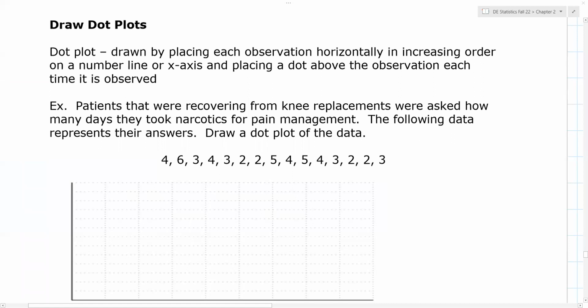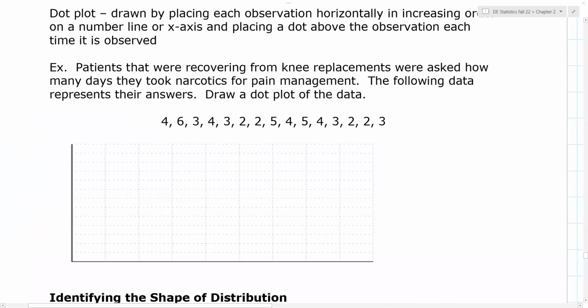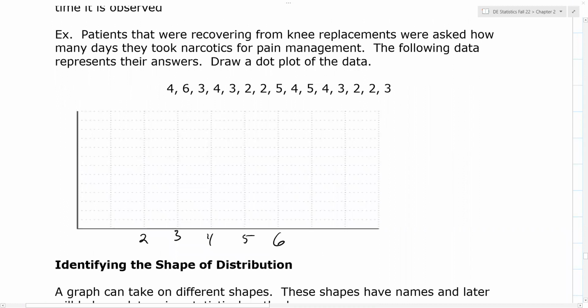So here, this is that same data we had about knee pain, but now we're going to go 2, 3, 4, 5, 6, and then you put a dot above 2 every time you see the occurrence of a 2. So we had 4 2s up here. We have 1, 2, 3, 4. So I'll put 1, 2, 3, 4 dots. And then we go to 3s, and there's 4 3s. So 1, 2, 3, 4. There were 2 5s and 1 6.